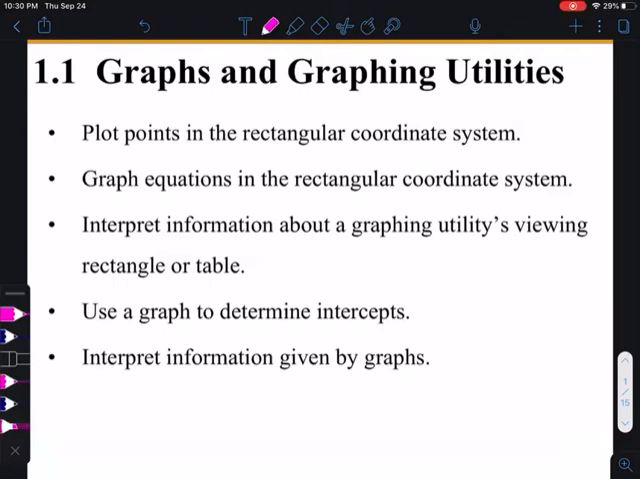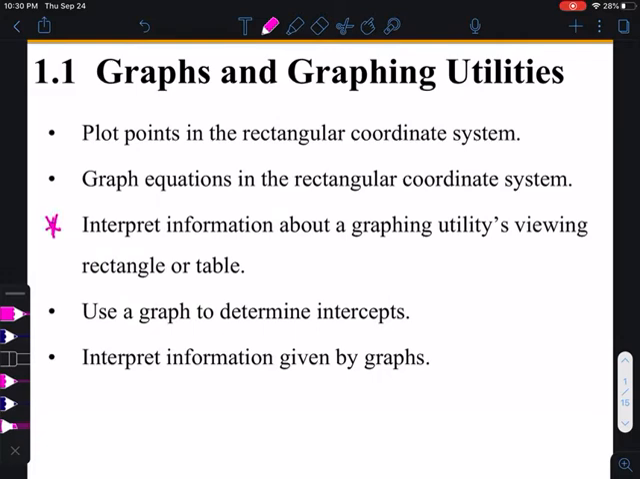Chapter 1, looking at section 1.1, graphs and graphing utilities. A lot of what we're going to look at in this lesson are topics that you've already done, you already know, but there are a couple pieces in there to make sure that we've covered all the bases. So we are going to look at plotting points in the rectangular coordinate system, graphing equations in the rectangular coordinate system, interpret information about a graphing utilities viewing rectangle or table.